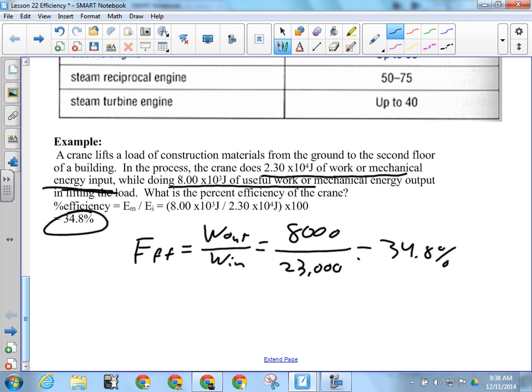Okay, what if I need to manipulate this equation? How would I solve for, let's say, how much energy was required to do a certain amount of work? What would I be solving for then? Work input. Okay, if I want to find out how much work I actually have to do to get this job done, that's this number. How do I solve for that number?